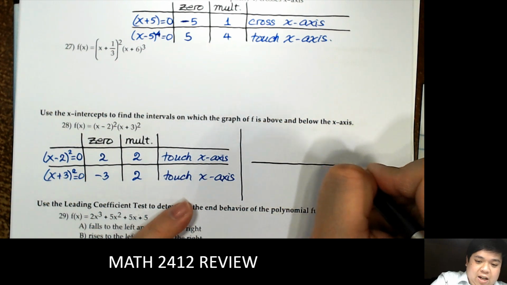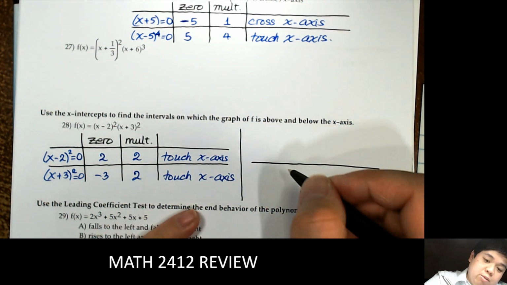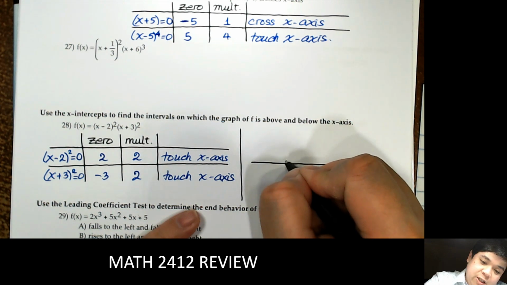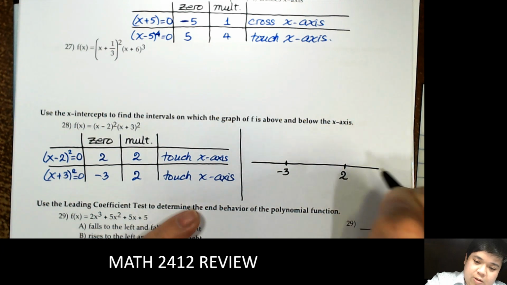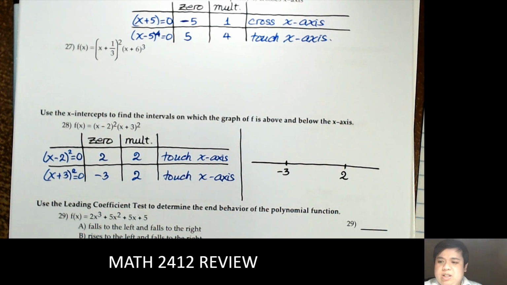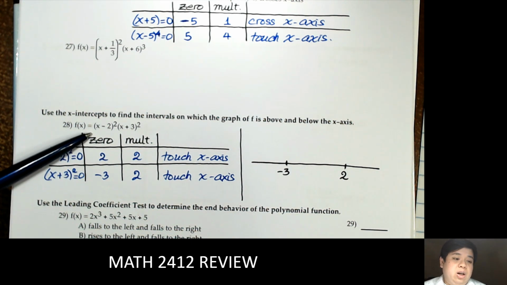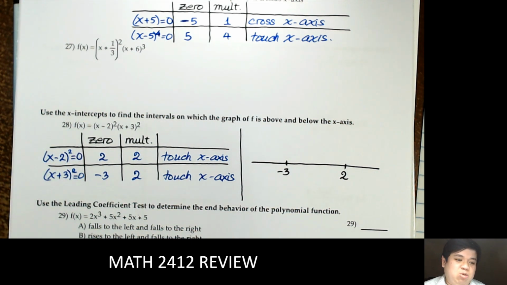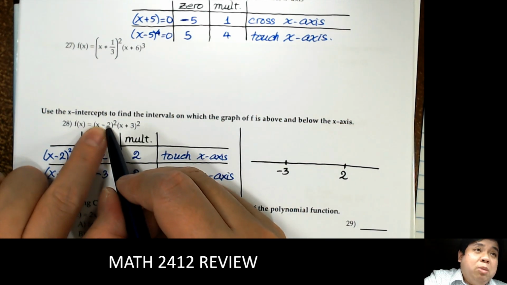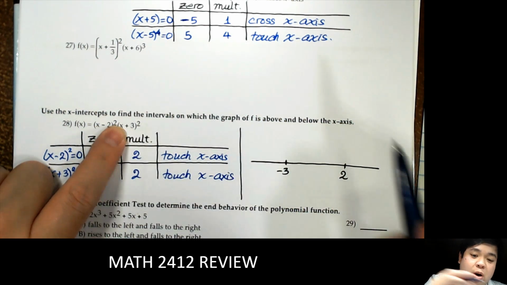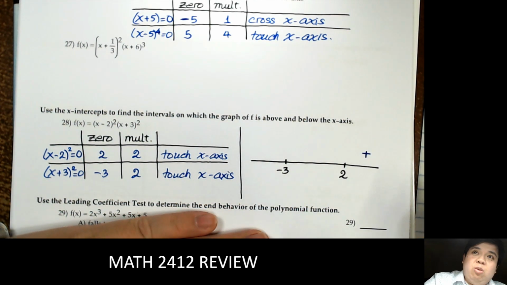Let's say this is the x-axis. There are two zeros of 2 and negative 3. Now, what we see is, if we're going to put a very big number in here, let's say like 1,000, actually just about 5 will do. If we put a very big number, it's going to be positive square, so it's going to be positive when x greater than 2.